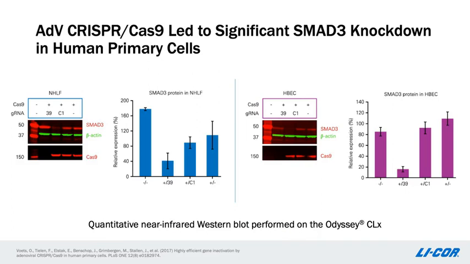In this published example, the near-infrared Western blot assay was used to measure knockdown of the target protein SMAD3 by CRISPR-Cas9 in 2 primary cell lines. Beta-actin was used for normalization, and the blots were imaged on the Odyssey CLX. SMAD3 knockdown was observed in lane 3 for both cell lines when Cas9 and the targeting guide RNA, gRNA, were both present.